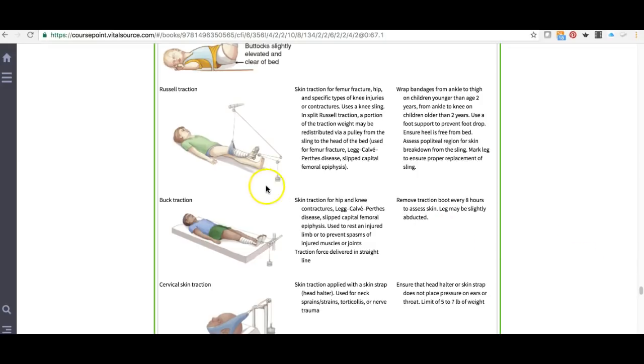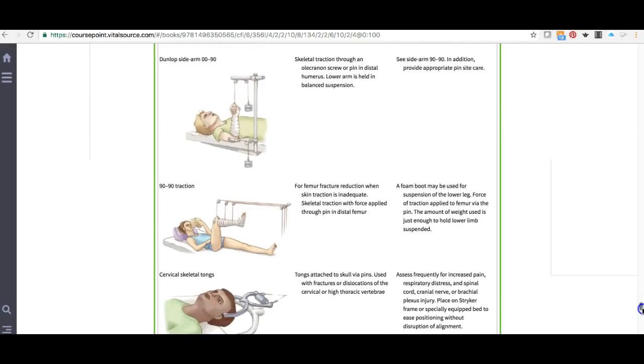Okay, Russell traction you'll see a lot, Buck's traction you'll see a lot. These both involve weights, okay, and the weights are prescribed by the doctors. Do not mess with the weights, okay? Do not release those unless you have a doctor's order, okay? The one that you'll see with a femur fracture is the skeletal traction, the 90-90.